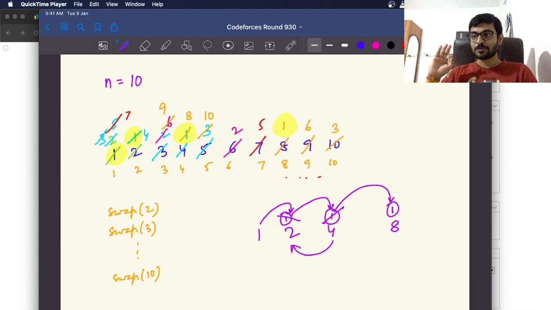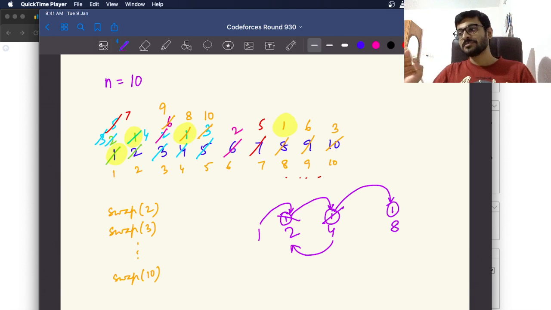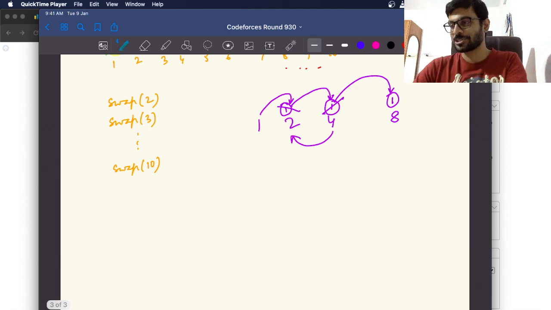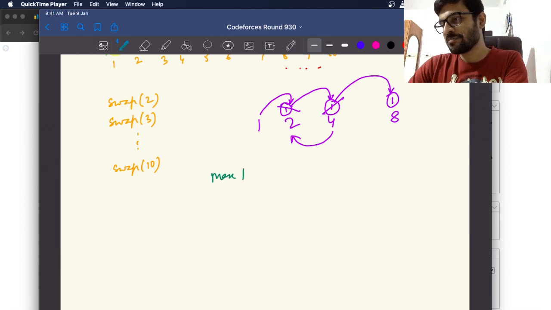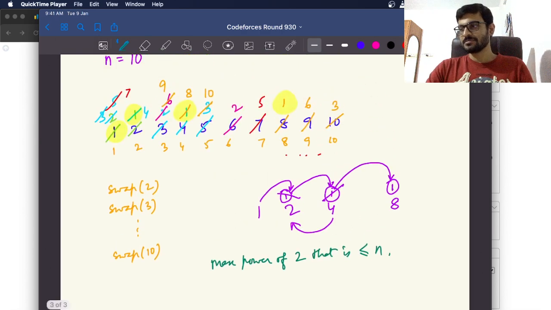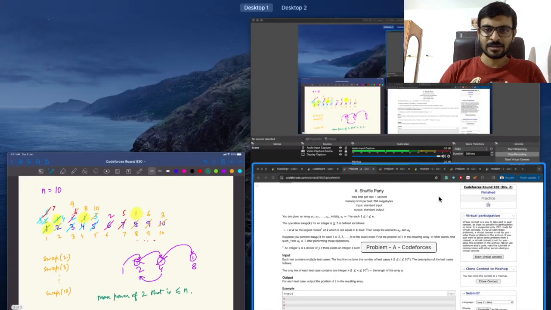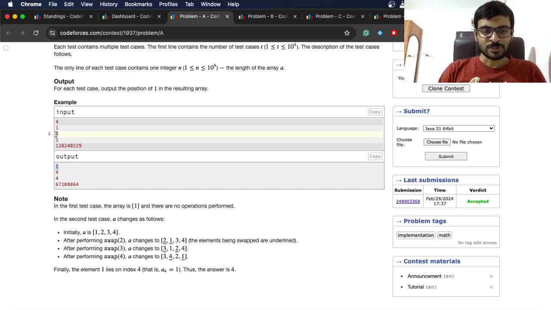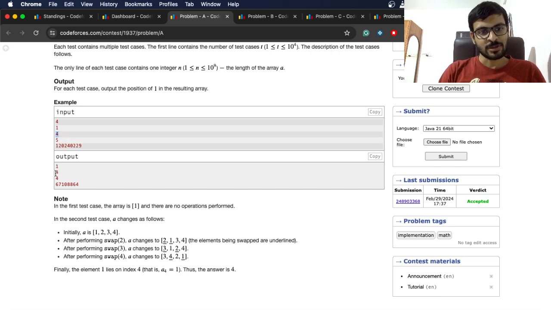So what we need to know is up to our n, what is the maximum power of 2? That is indirectly the question over here. So what we need is the maximum power of 2 that is less than equal to n, right? If we see, for 1 it is 1, 2 to the power 0 is 1, for 4 it is 2 to the power 2, 4 is the greatest possible, less than equal to 4, for 5 also 4 is the greatest possible.